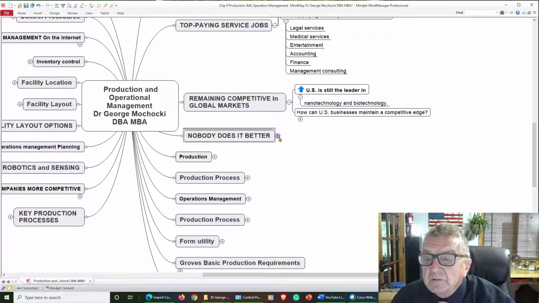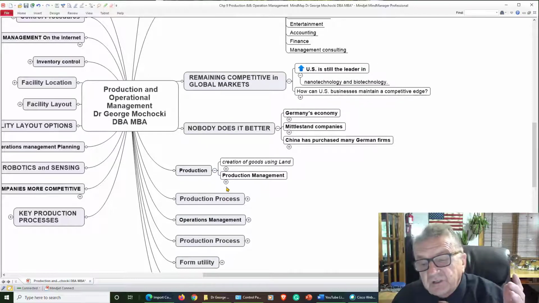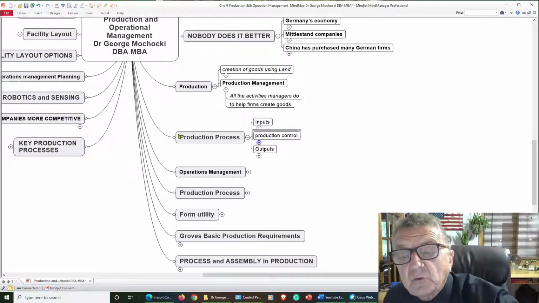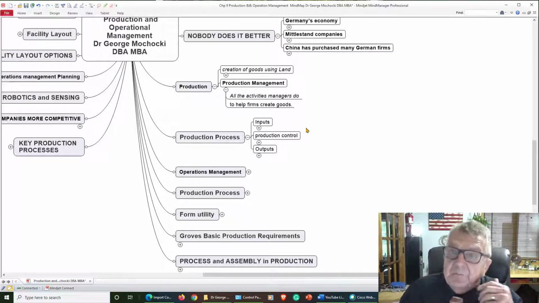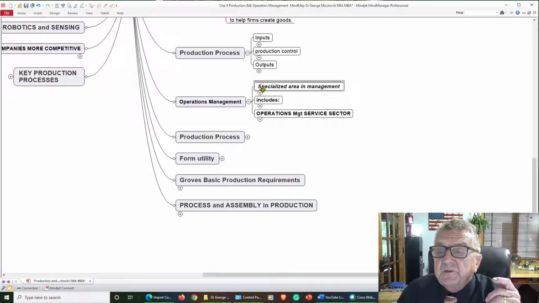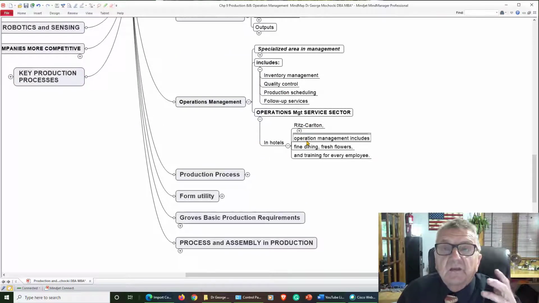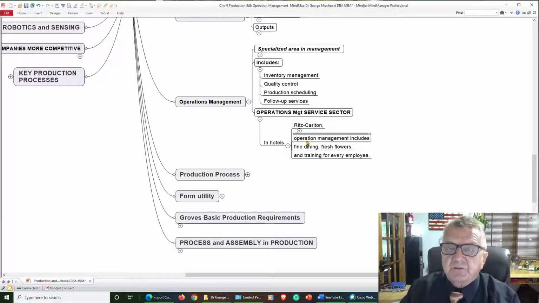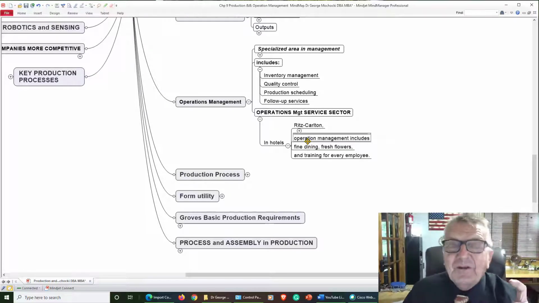Okay, nobody does it better. Who the heck is this? Germany's economy, you know, we talked about production management. They talked about this, production process, inputs, output, and just turn it around and it changes to service processes or process mapping, okay? Operation management specialized in areas including inventory, production, hotels, rent. They know how to process. It comes out, you got so much time to get out, you got to get here by 10 o'clock, they'll get it clean, flip the sheets, do the quality check, and everything else for the next customer coming in. One thing I found out when I travel, I used to travel a lot.